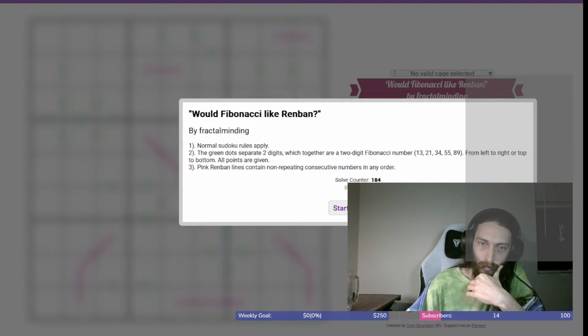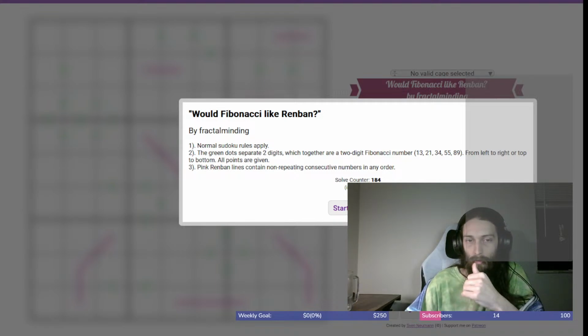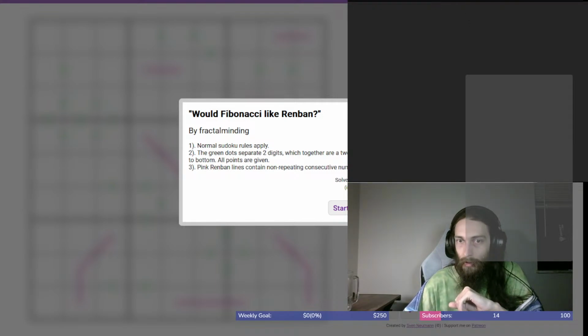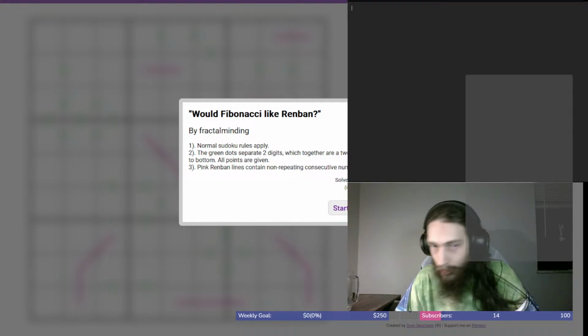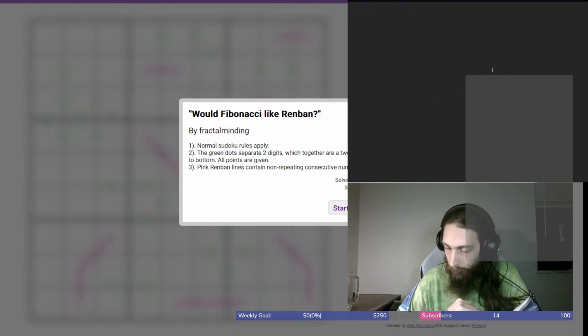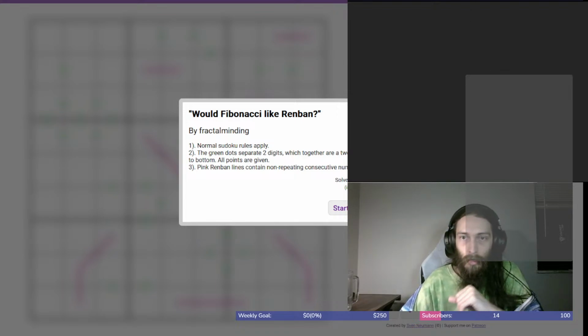Okay. So, I guess just before we click Start Puzzle, let's pull the Sudoku notepad up real quick. Okay, that is pulling up on here. It's just my phone's a little bit behind.